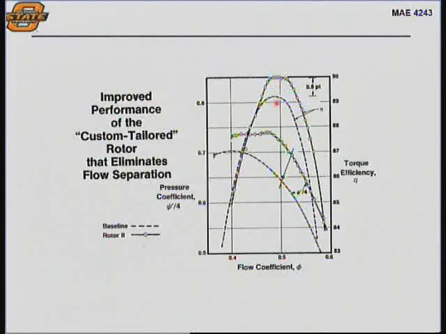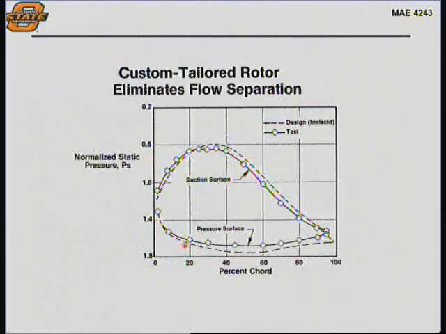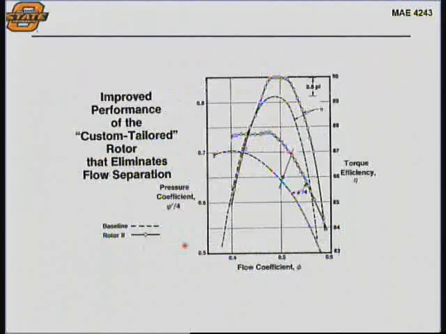That's a lot. It may not seem like a lot to you, but this translates into lower SFC when you bring this across all of the rows in your compressor. This is just one row. So this is an example of how, by custom tailoring the aerodynamics, you can get better performance, both in efficiency and pressure rise.